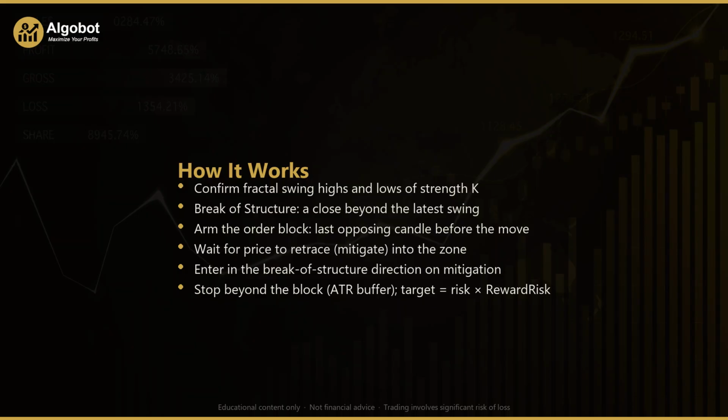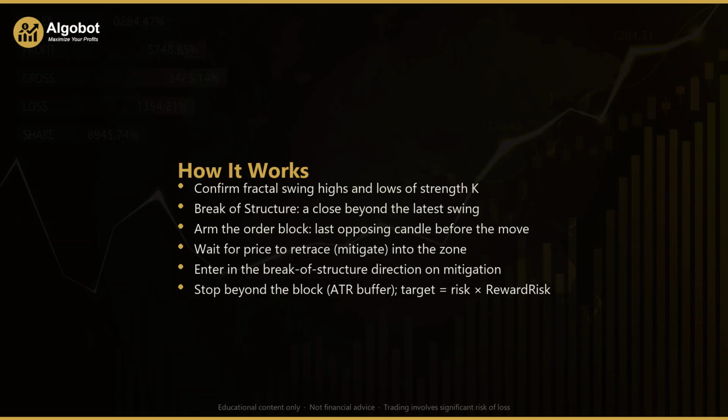First, swing confirmation. The EA keeps a rolling history of recent bars. Each time a bar closes, it checks the candidate pivot that sits SwingStrength bars back from the newest bar. For that bar to be a swing high, its high must be greater than every high to its left and right within the strength window. The same test, mirrored, confirms a swing low. When confirmed, the level is stored as the most recent swing high or swing low.